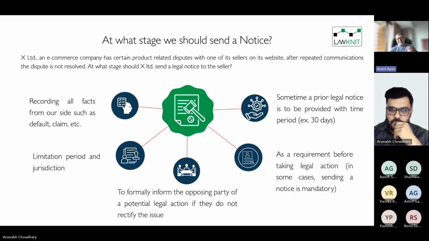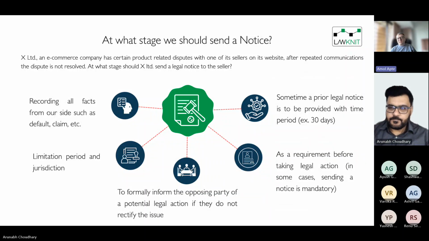At that stage, probably you will end up sending the legal notice. Other than that, this slide also covers certain things which we are anyways going to cover on the other essential slides, so I'm not taking those here.